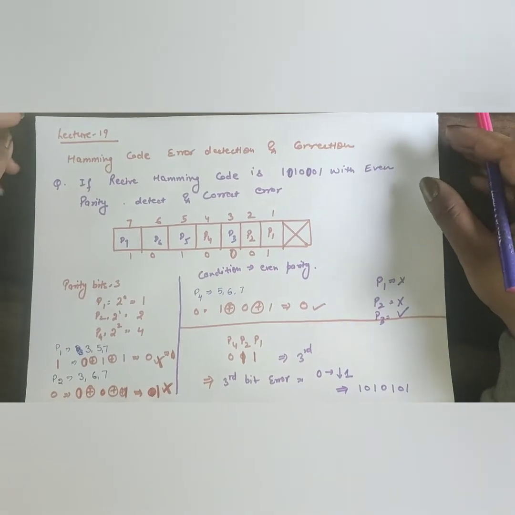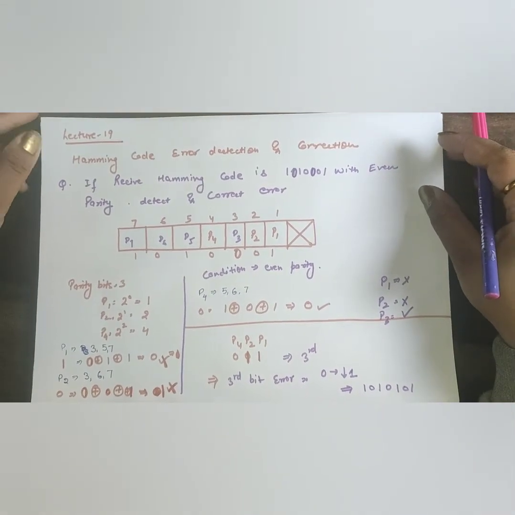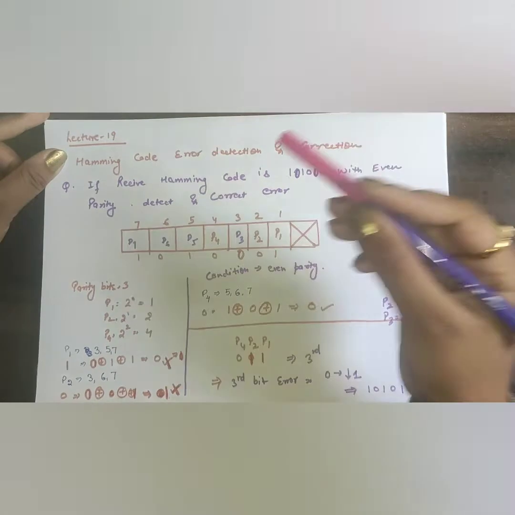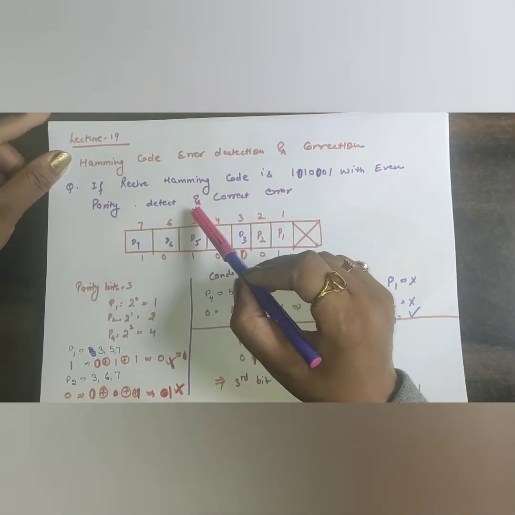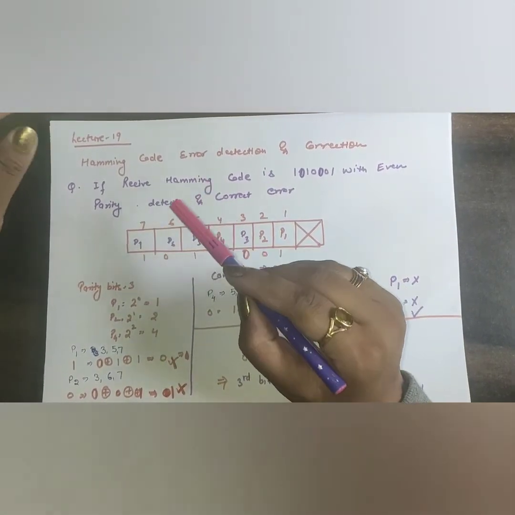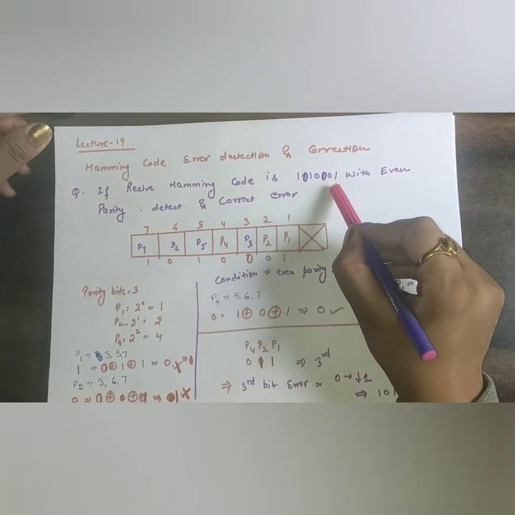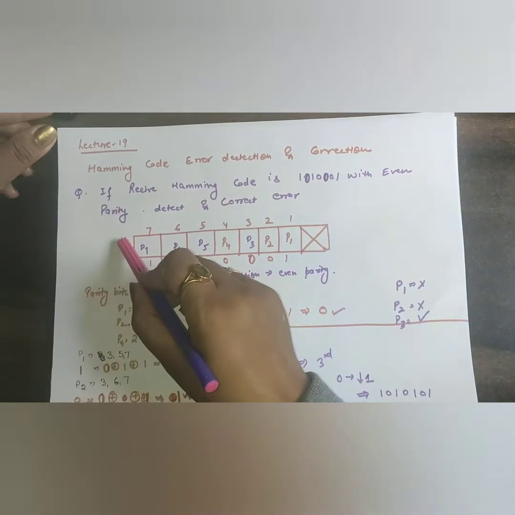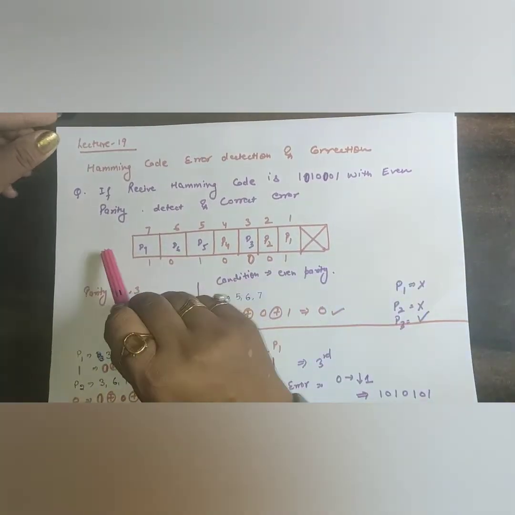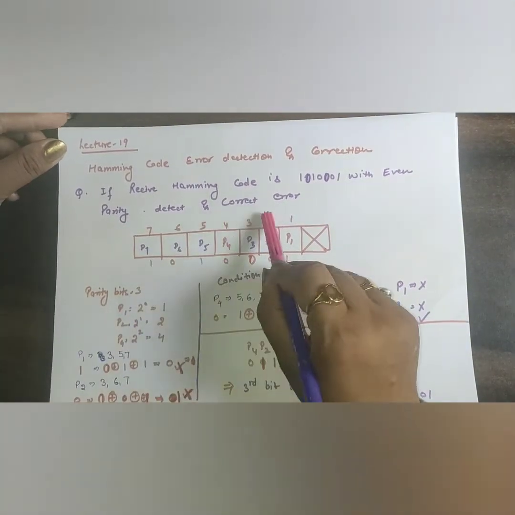Hamming code error detection and correction. This is another topic in my digital electronics series. Let's suppose we are taking a question: if the received Hamming code is 1010001 with even parity, it can be odd parity or even parity, detect and correct the error.